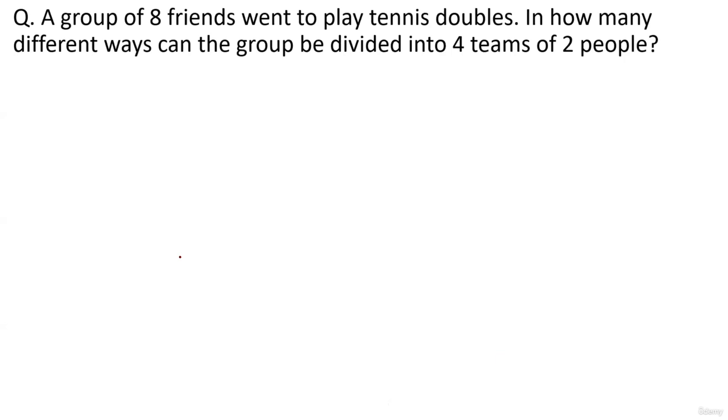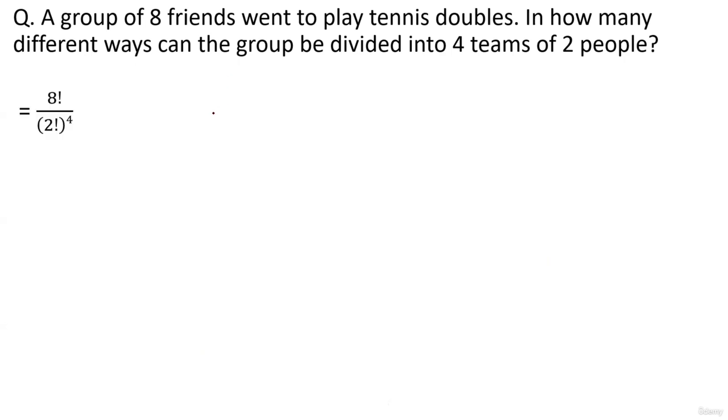A group of 8 friends went to play tennis doubles. In how many different ways can the group be divided into 4 teams of 2 people? That means now there will be 4 groups, each consisting of 2 members, right? So 8 friends have to be divided into 4 groups, each consisting of 2 members. So it will be 8 factorial divided by 2 factorial, 2 factorial, 2 factorial, 2 factorial.